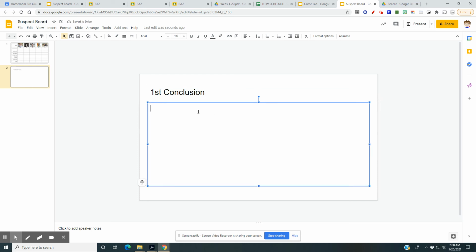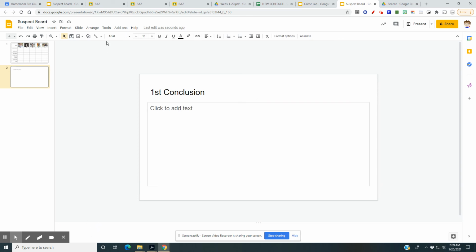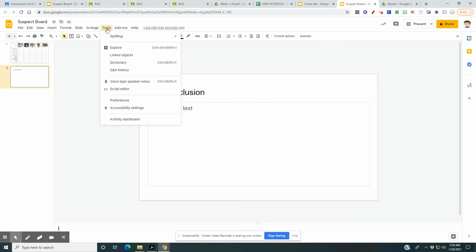So here you can go ahead and type what you think is happening. Who do you think committed the crime and why? If you'd like, you can record your notes by clicking here and going to Tools and Voice Type Speaker Notes. What do you think has happened?